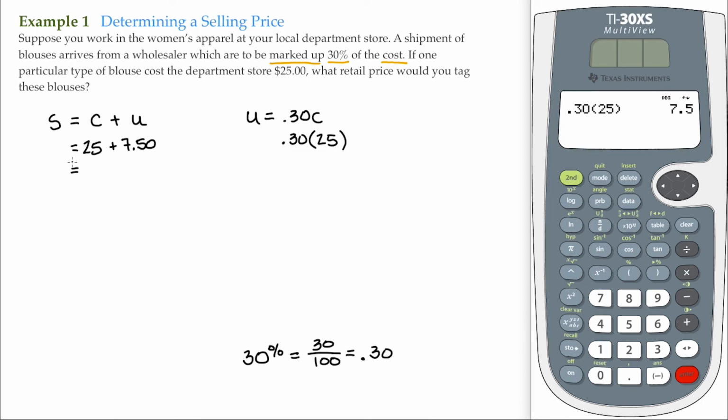So then what is the selling price? What is the retail price? $25 plus $7.50. That's $32.50.